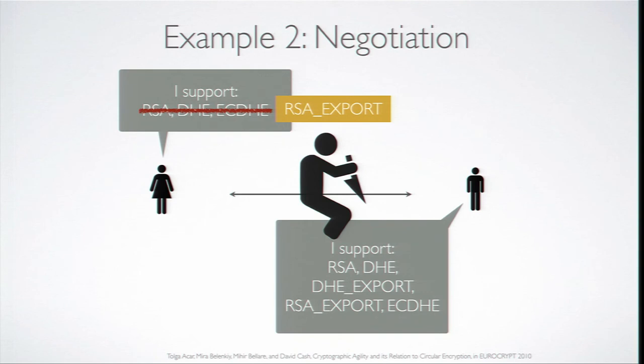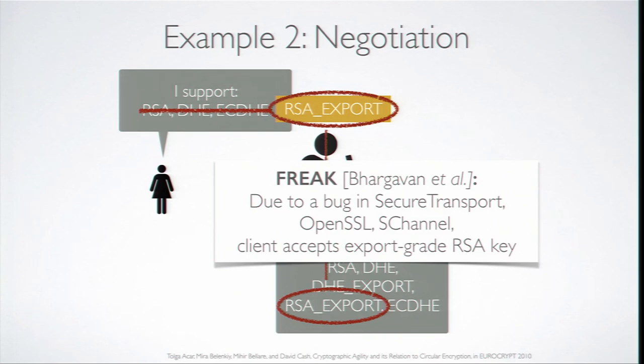And what the bug did, NSS too for Firefox, is it allowed this attacker, even if you didn't offer RSA export, to add RSA export as an option to what the client was asking for. And when the server got that, it would pick RSA export, and because of this bug, the client would accept the export grade key anyway, even though it didn't ask for it, which is a really weird bug. And the question you should be asking is, how did three separate implementations of this protocol end up with the same bug? Does anyone have any theories on that? I'm actually curious. How is it that Microsoft, OpenSSL, and Apple, implementing this protocol separately, screwed it up in exactly the same way? What's that?